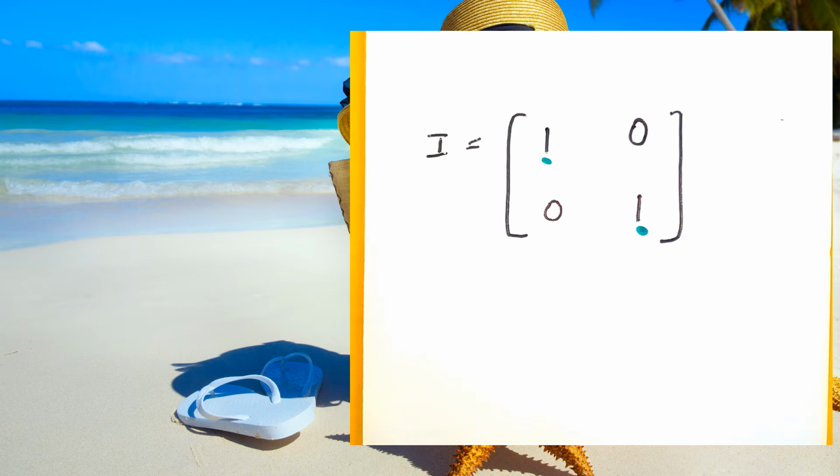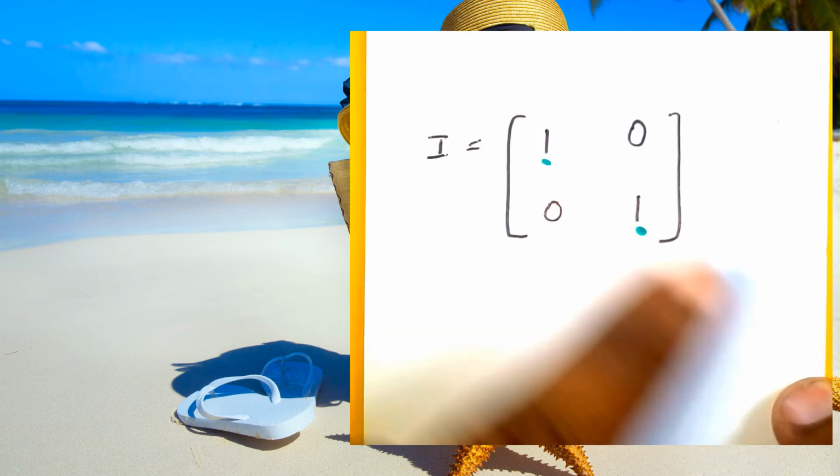This type of matrix is going to be very important when we're looking at multiplying matrices and finding the inverse of matrices. So this is what you call the identity matrix. Ones and zeros, and the ones are on the leading diagonal.